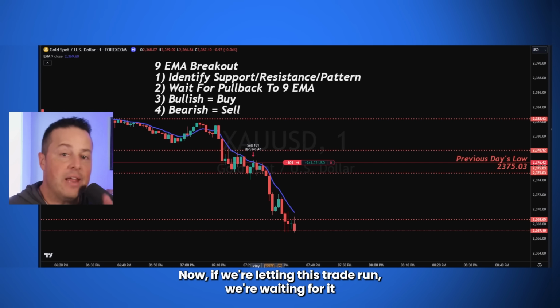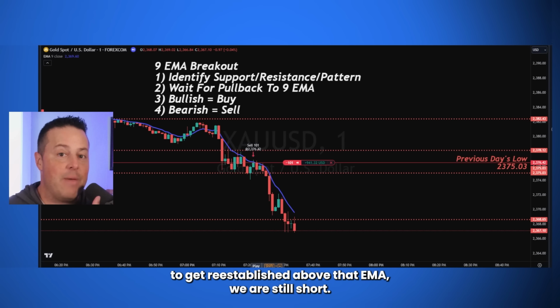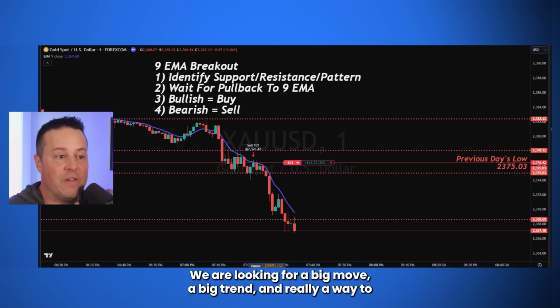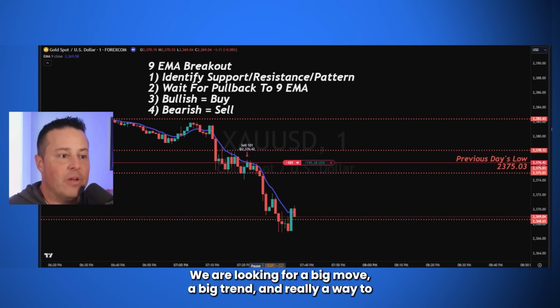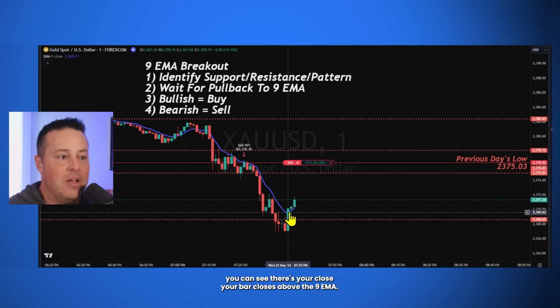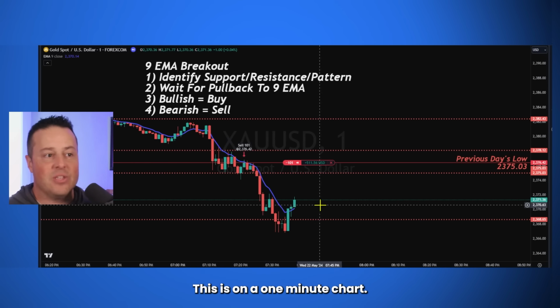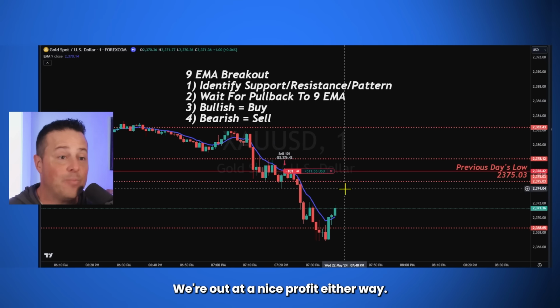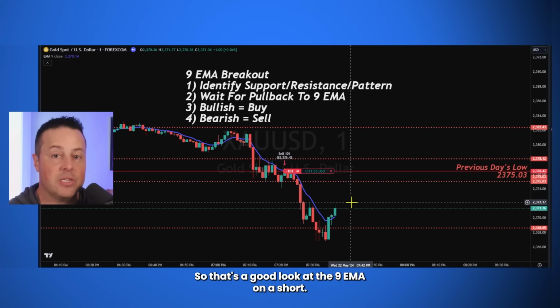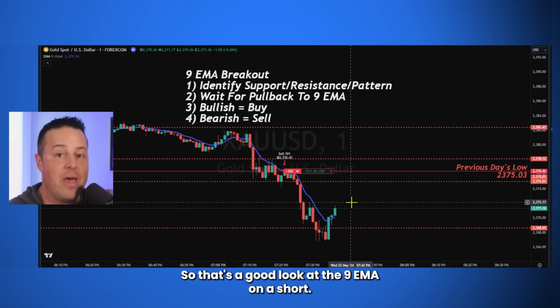Now, if we're letting this trade run, we're waiting for it to get reestablished above that EMA. We are still short. We are looking for a big move, a big trend, and really a way to change the game. And right there, you can see there's your close. Your bar closes above the 9 EMA. This is on a 1-minute chart. We're out at a nice profit either way that you traded it. So that's a good look at the 9 EMA on a short.